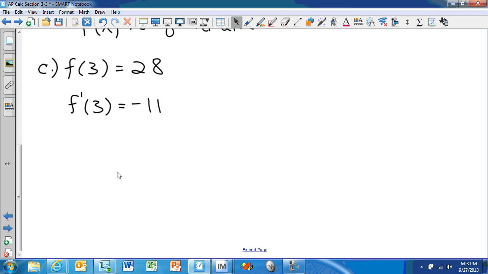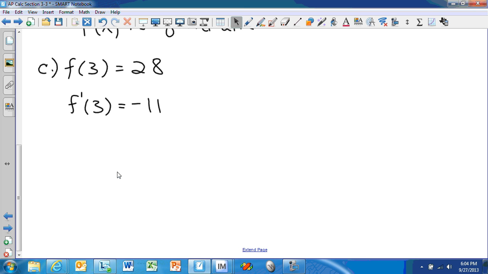So notice, that's the nice thing about having that derivative function: I can quickly find the derivative at many points. I don't have to go through that entire limit process here to find the derivative at all those different points. So it turns out that f prime of 3 is a negative 11.